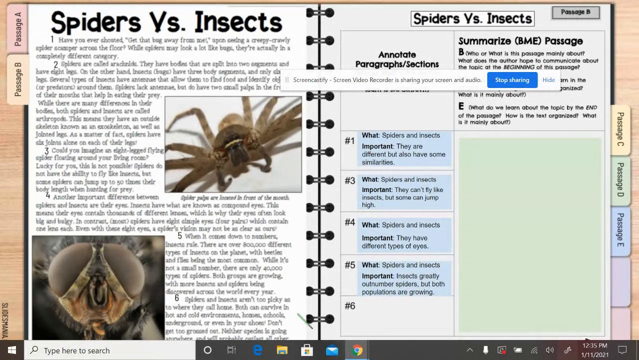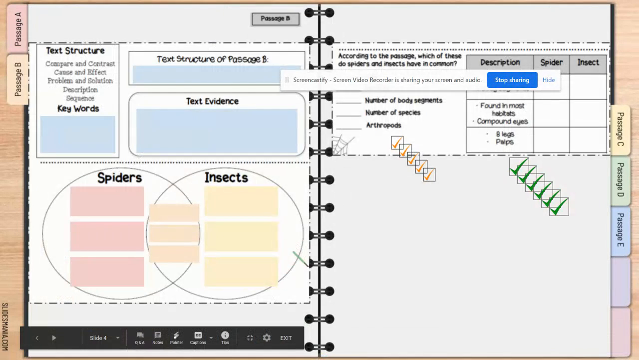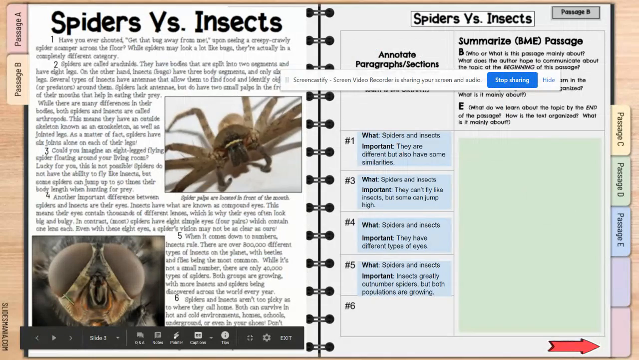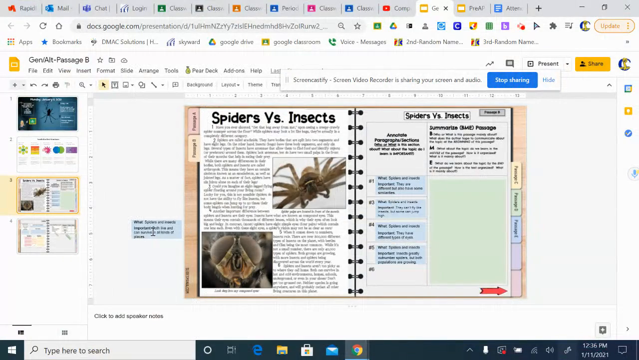So now let's look at the notes. So here is the last box that's left. Again, it's about spiders and insects. What about paragraph 6? It talks about how both live and can survive in all kinds of places. You'll then drag that box to number 6 paragraph, and that's the notes and annotations for those paragraphs.